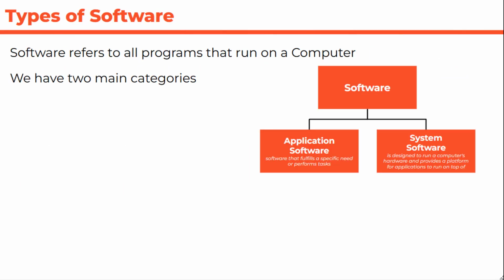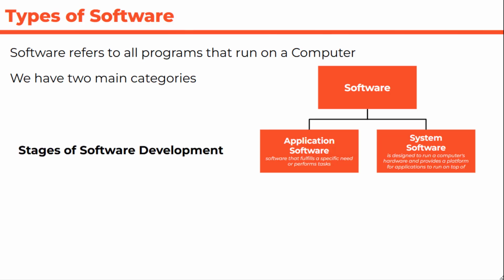We've got types of software which we discussed in previous videos, but software refers to all programs that run on a computer, and we have two main categories which you're fully aware of. We have application software and we've got system software. Application software is software that fulfills a specific need or performs a specific task, whereas system software is designed to run a computer's hardware and provide a platform for applications to run on top of, like our operating system.